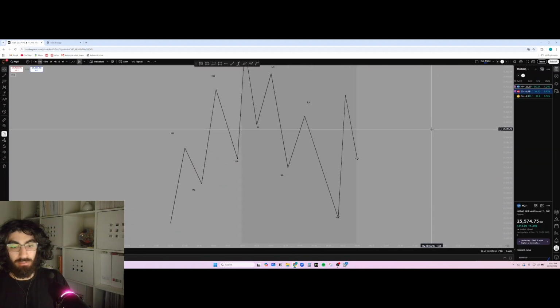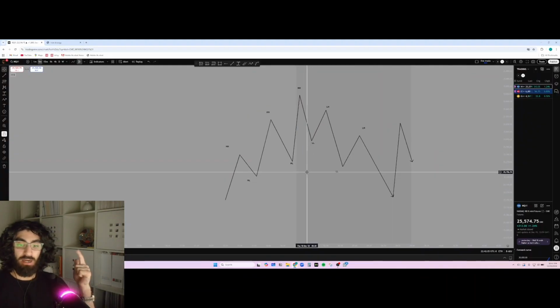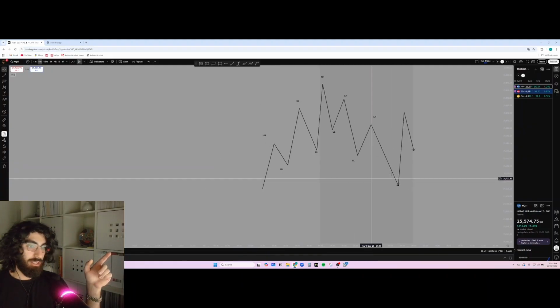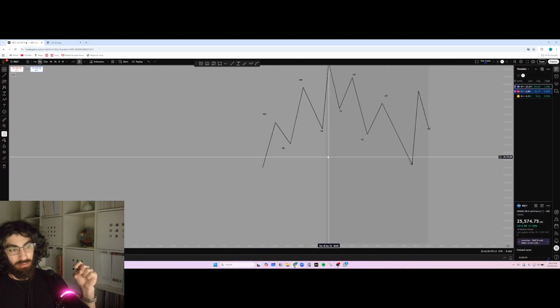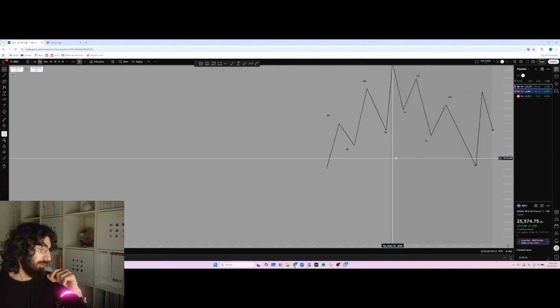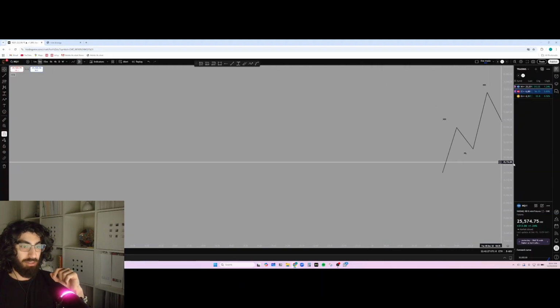Whenever you're in a bullish market, you create higher highs and higher lows. And whenever you're in a bearish market, you create lower highs and lower lows. That is very important to understand. Now, a bullish market is when it goes up, if you didn't know, and bearish is when it goes down. So, let's cover it up a little bit.